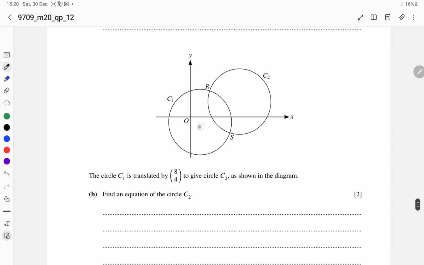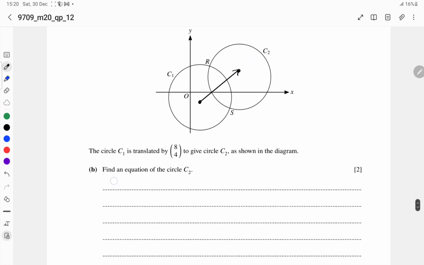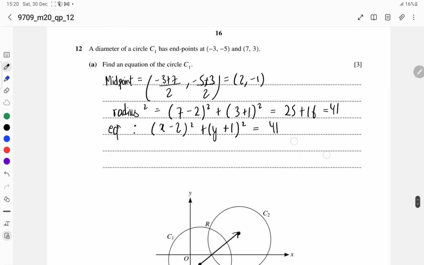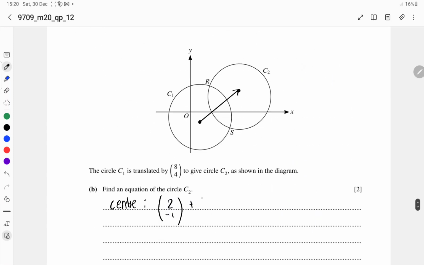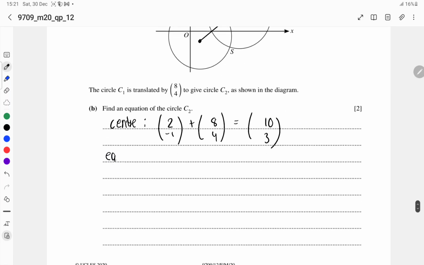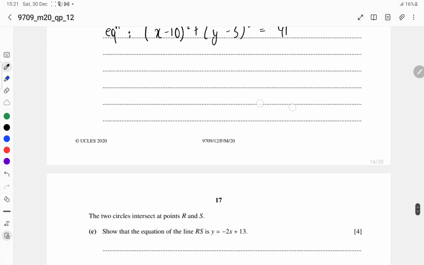Whenever we translate the center by this translation vector, we need to add these two vectors. So what is our center? It's (2, −1), and we need to add the translation (8, 4) to get the new center. The new center is going to be (10, 3), right? So the equation of the circle will be (x − 10)² + (y − 3)² = 41, because the radius is going to be the same, because it has not been stretched or expanded, right?